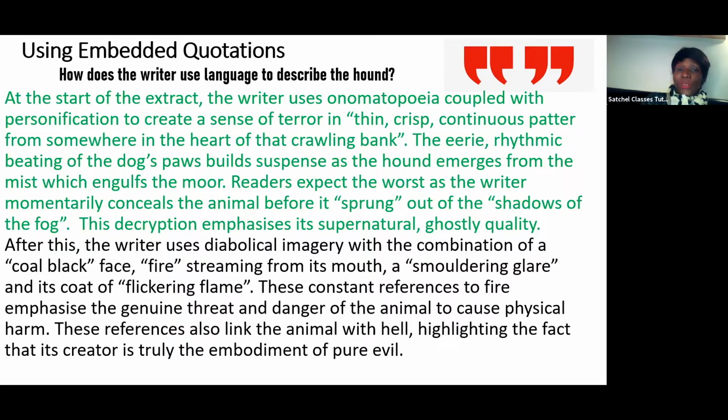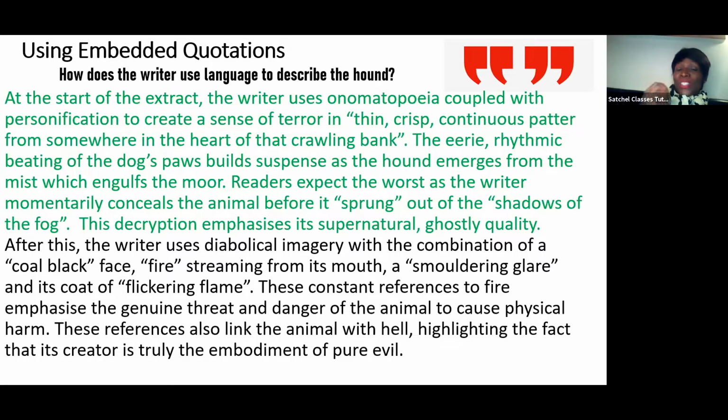At the start of the extract, the writer is using onomatopoeia coupled with personification to create a sense of terror in thin, crisp, continuous patter from somewhere in the heart of the crawling bank. The eerie, rhythmic beating of the dog's paws builds suspense as the hound emerges from the mist which engulfs them all. Readers expect the worst as the writer momentarily conceals the animal before it is sprung out of the shadows of the fog. This description emphasizes its supernatural and ghostly quality.